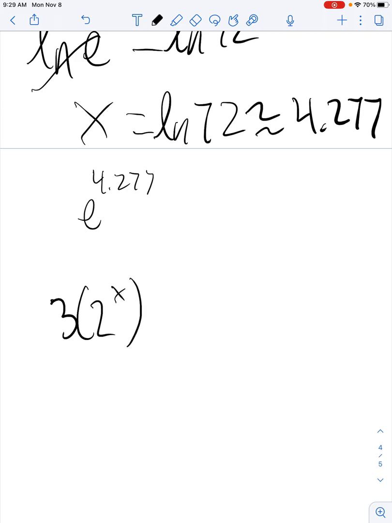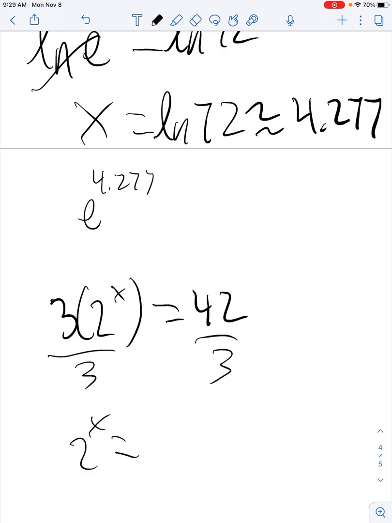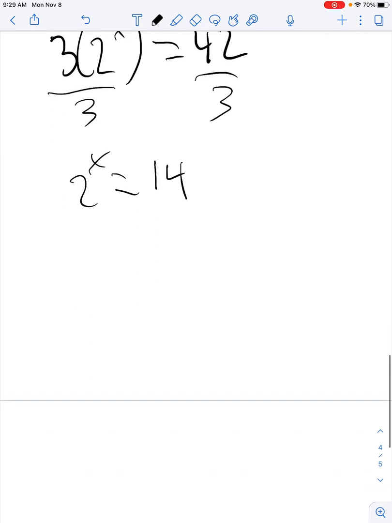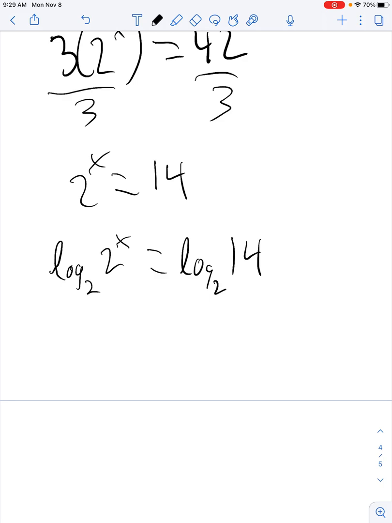Second example, 3 times 2 to the x equals 42. I'm going to start by dividing by 3. Therefore, 2 to the x equals 14. I don't know what that is off the top of my head. So I'm going to use log base 2 of 2 to the x equals log base 2 of 14. The 2 to the 2 to the x is going to cancel out right here.